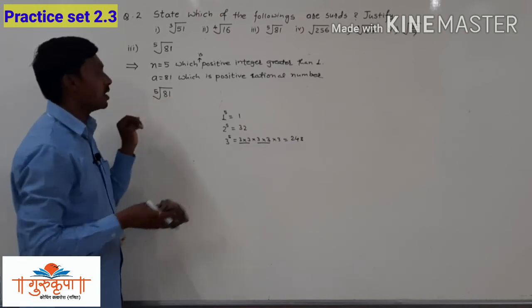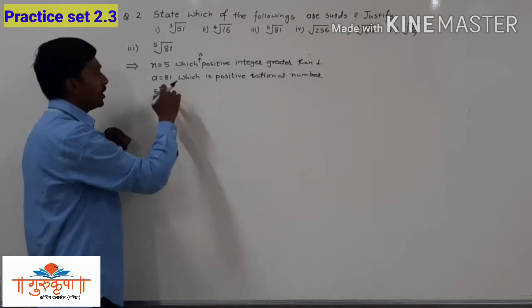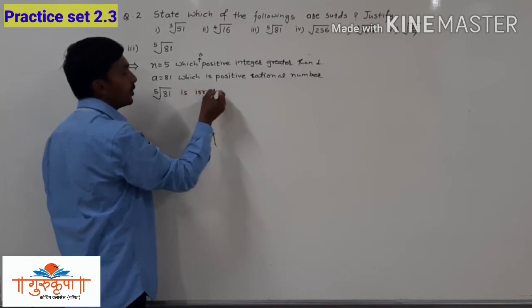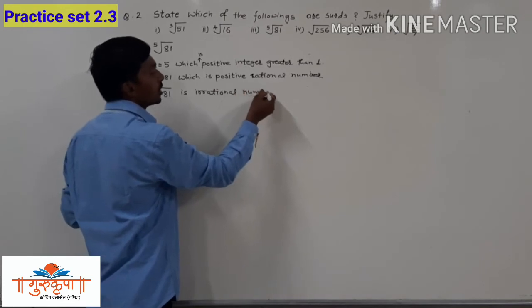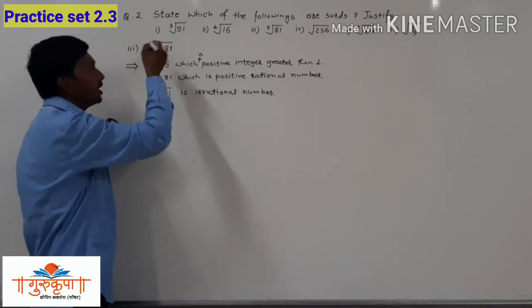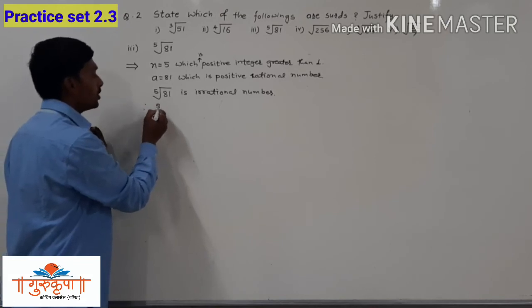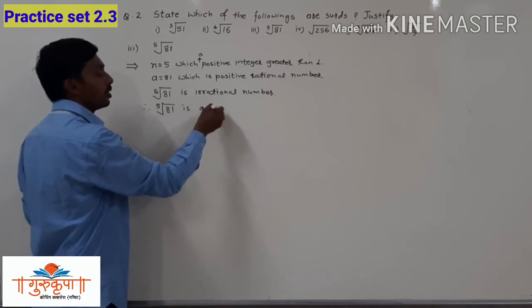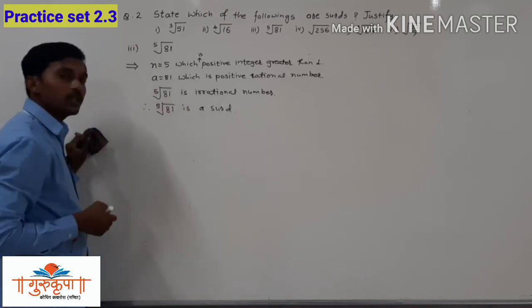So this is an irrational number. So here we can write: fifth root of 81 is an irrational number. So we are now able to say that it is a surd. Therefore fifth root of 81 is a surd since it is an irrational number.